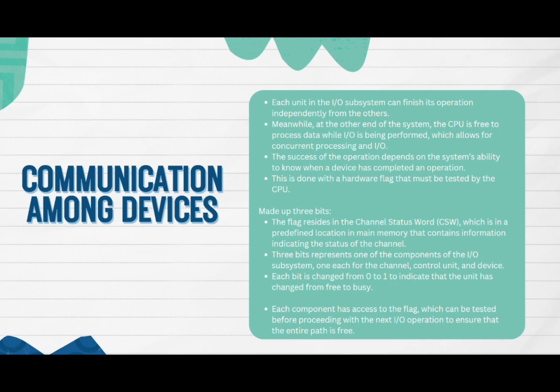The flag resides in the channel status word, CSW, which is in a predefined location in main memory that contains information indicating the status of the channel. 3 bits represent one of the components of the input-output subsystem, one each for the channel, control unit, and device. Each bit is changed from 0 to 1 to indicate that the unit has changed from free to busy. Each component has access to the flag, which can be tested before proceeding with the next input-output operation to ensure that the entire path is free.